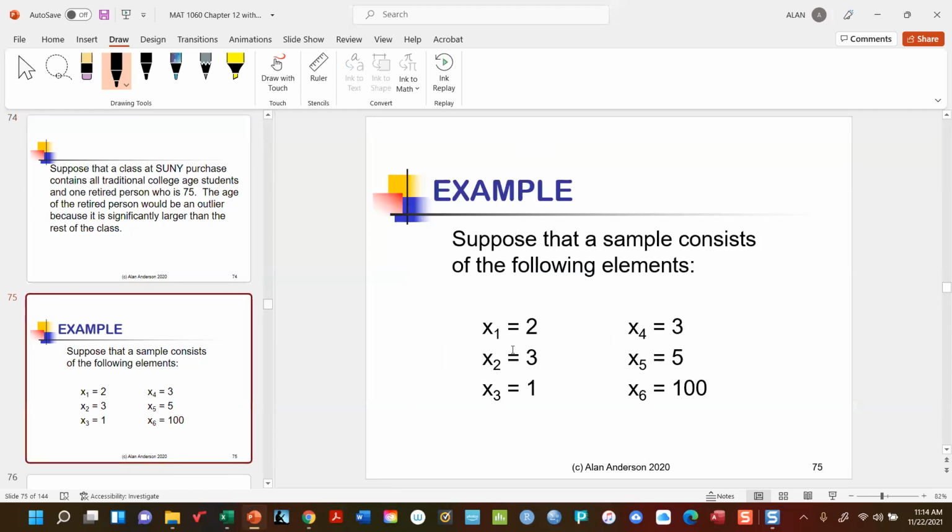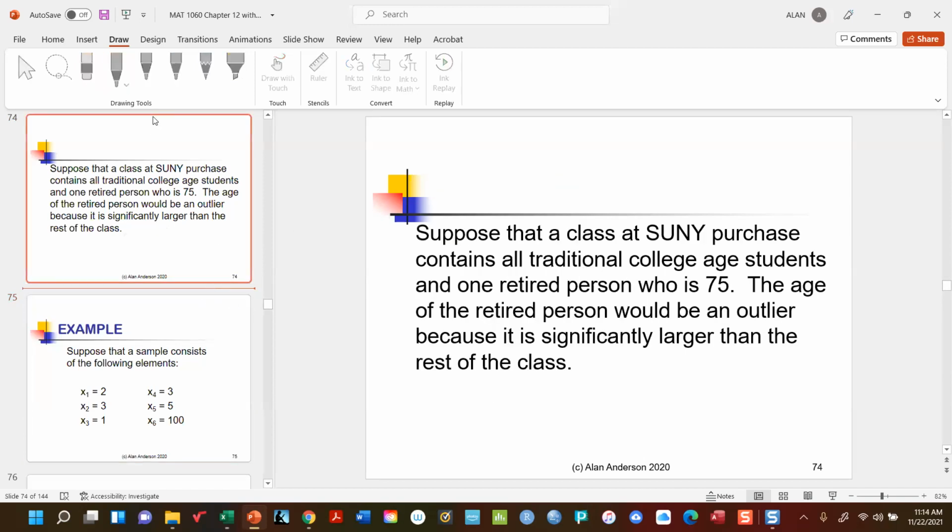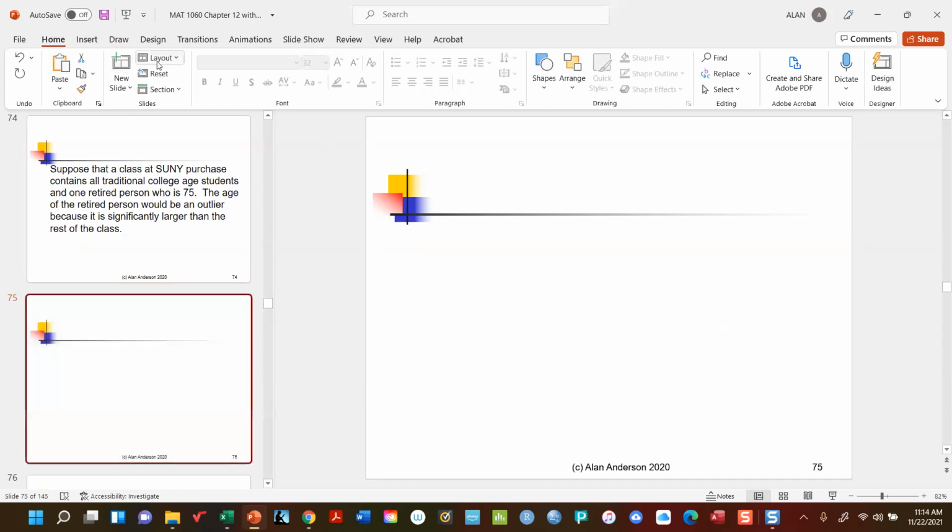Anyway, so look at this one. 2, 3, 1, 3, 5, and all of a sudden 100. Where did that come from? Well, I think it's pretty obvious that that's an outlier. Now, oh, by the way, there's another great example. Let me throw this one in here too, because this is something you see all the time in practice.